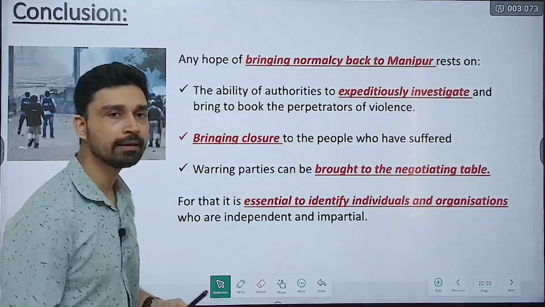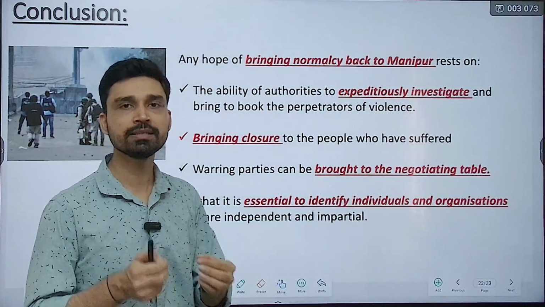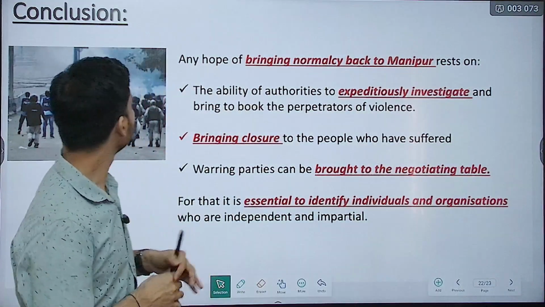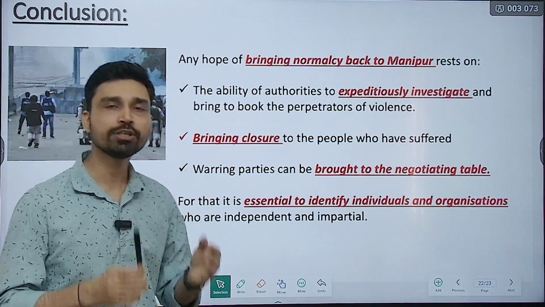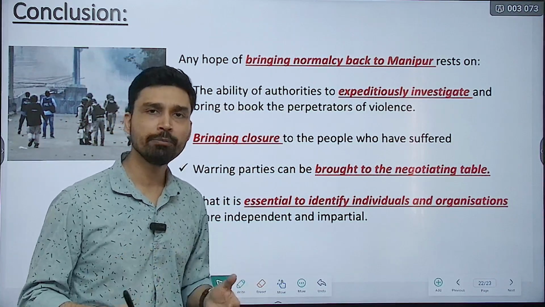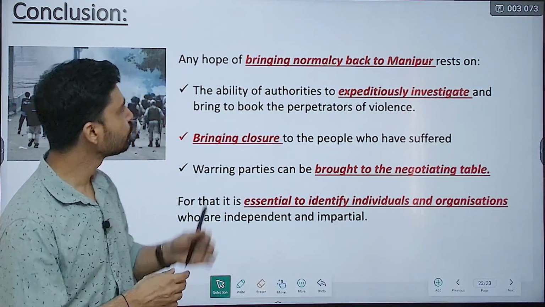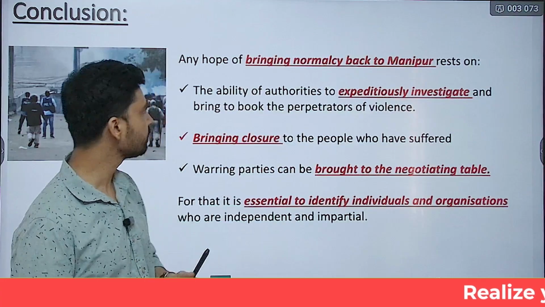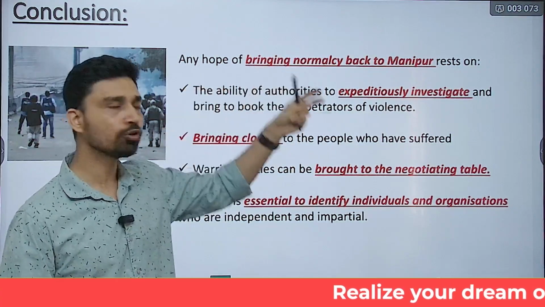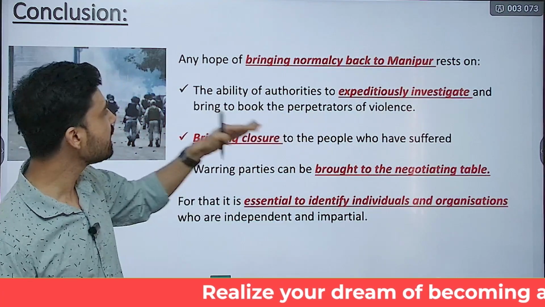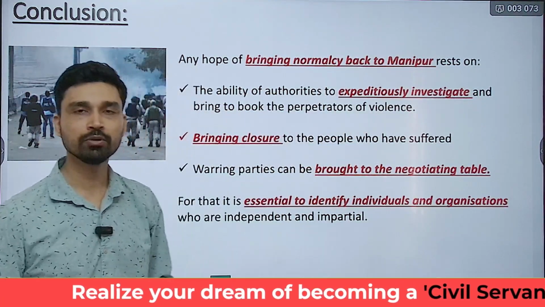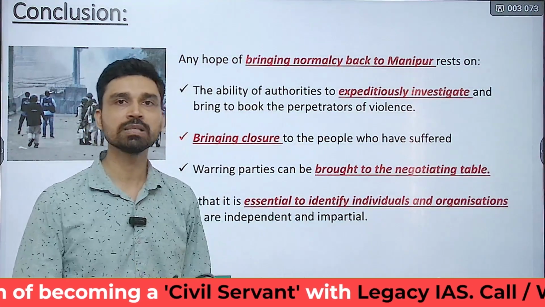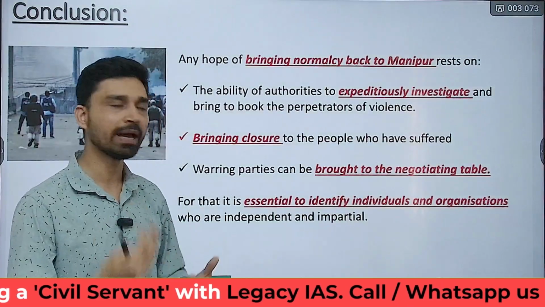Now we know that this entire development has come in the state of Manipur, which has remained disturbed for almost the last 2 years, we can say, because of the ethnic conflict. So the first objective of the central government under the president rule should be bringing normalcy back to Manipur. However, there are several things that we have to keep in mind here. First of all, it depends on the ability of the authorities to expeditiously investigate and bring to book the perpetrators of violence. Now, this can be possible because the central government can then also impose AFSPA, that is Armed Forces Special Power Act, if the situation turns worse in this area.